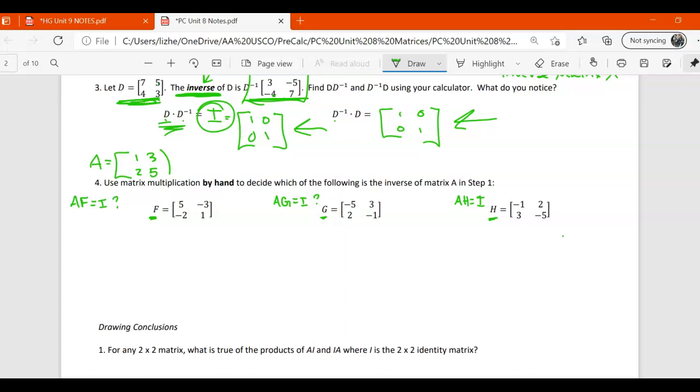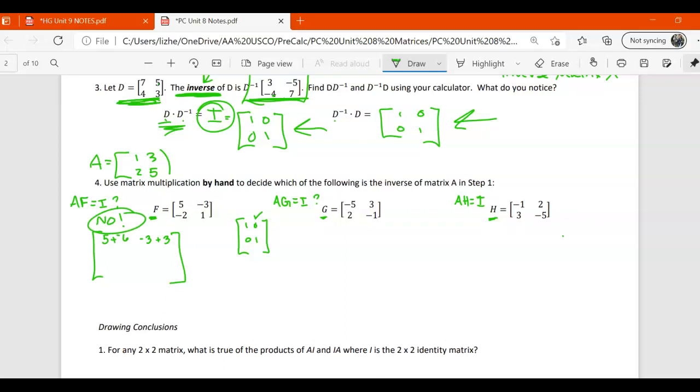Let's see what AF is. You're going to go top row times first column. So 1 times 5 is 5 plus 3 times negative 2 is a negative 6. Then top row times second column. So 1 times negative 3 is negative 3, and 3 times 1 is 3. Truthfully, I could stop right there, because this will give me a 0, which I need. Remember, your identity matrix is 1, 0, 0, 1. This gives me a 0, check, but this will give me a negative 1, not a positive 1. So no, this is not the inverse.